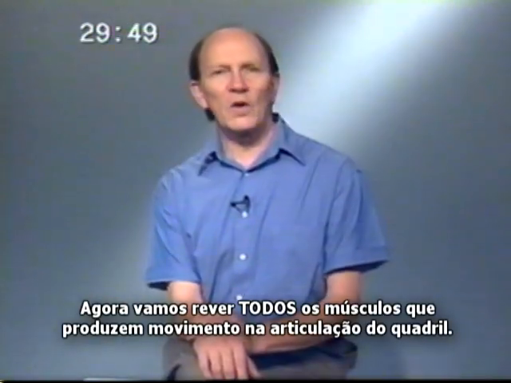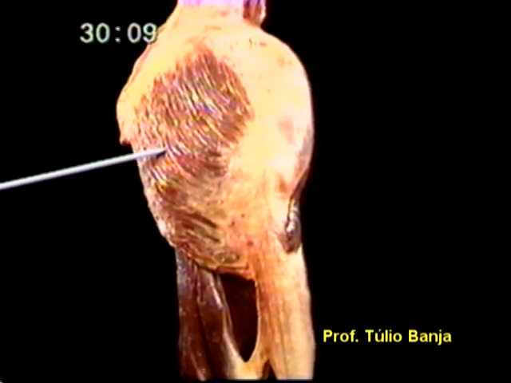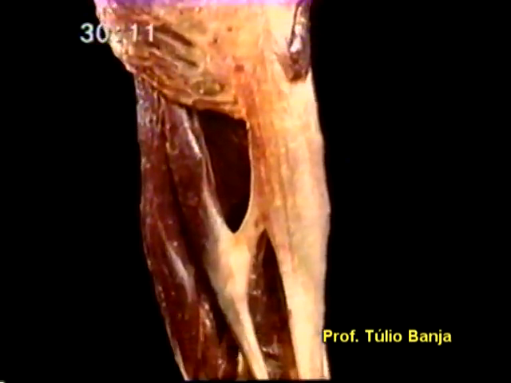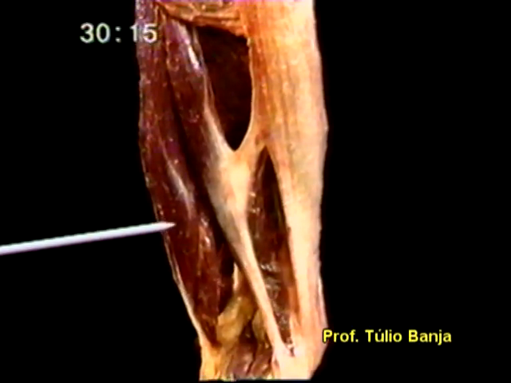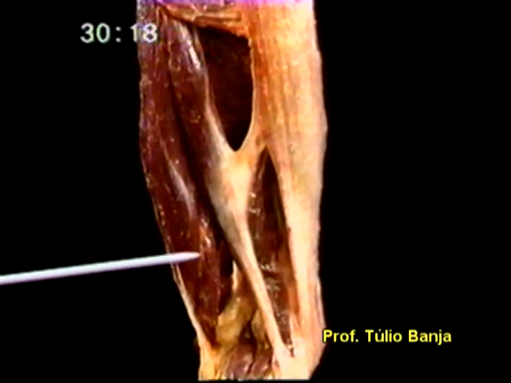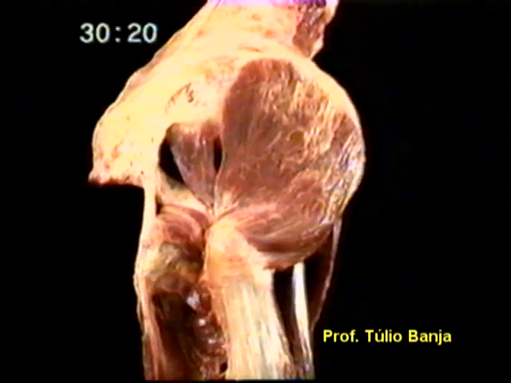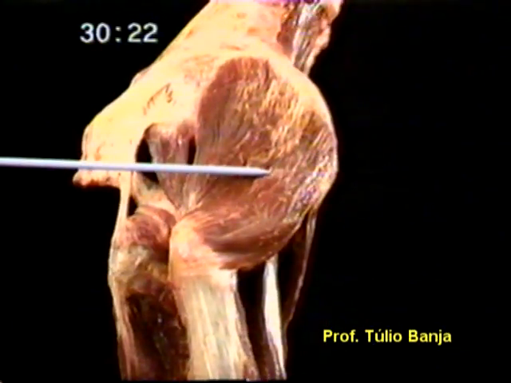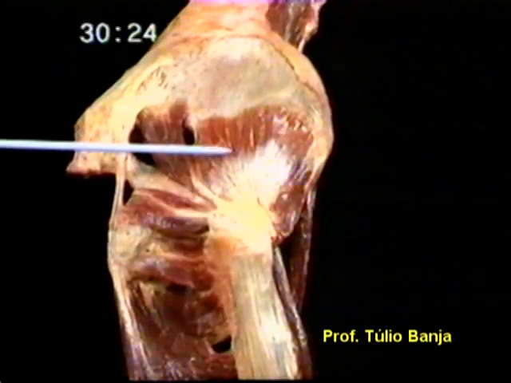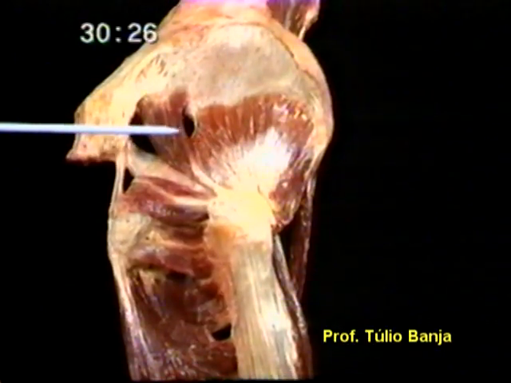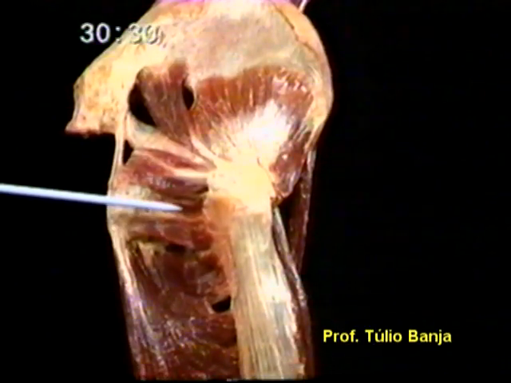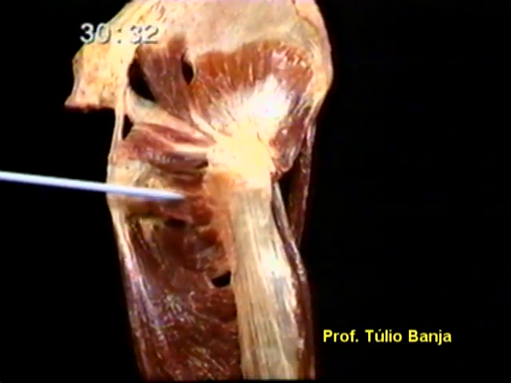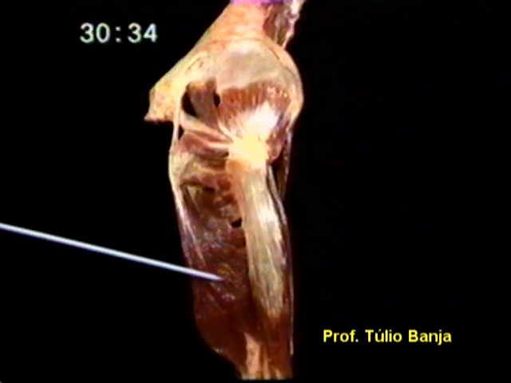Now we've looked at all the muscles that produce hip movement. Here's gluteus maximus, biceps femoris, semitendinosus, and semimembranosus. Here's gluteus medius and gluteus minimus. Here's piriformis, obturator internus, and quadratus femoris. And here's adductor magnus, seen from behind.